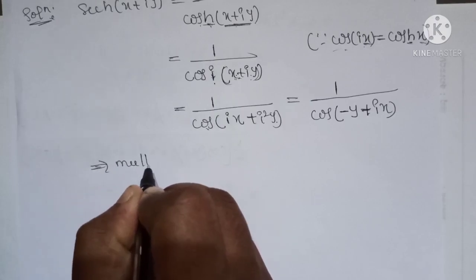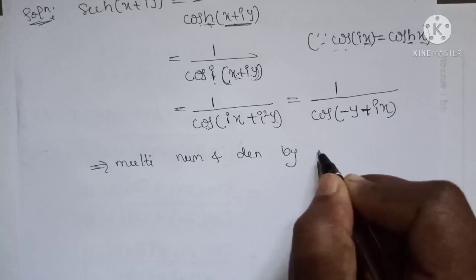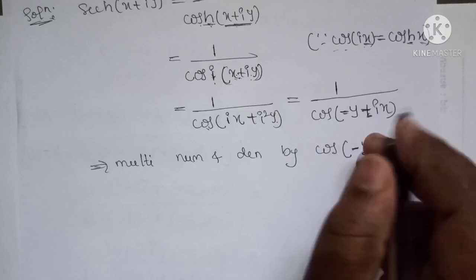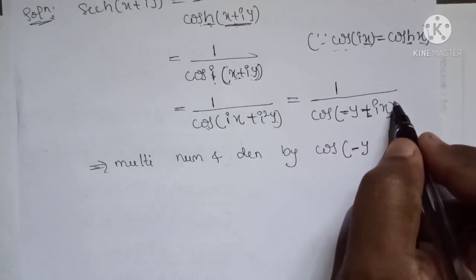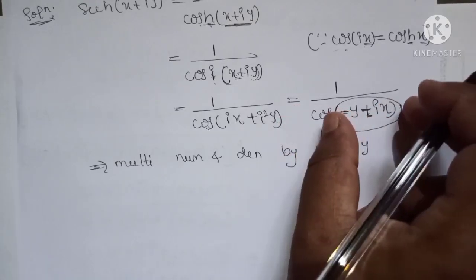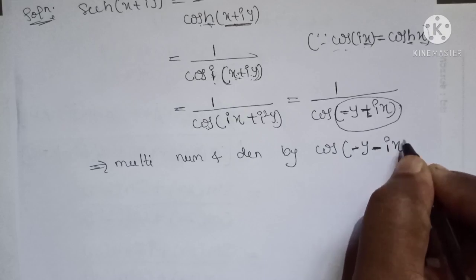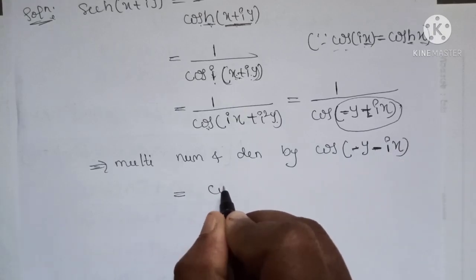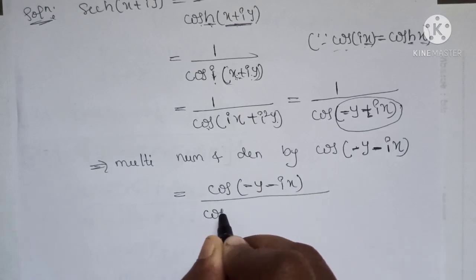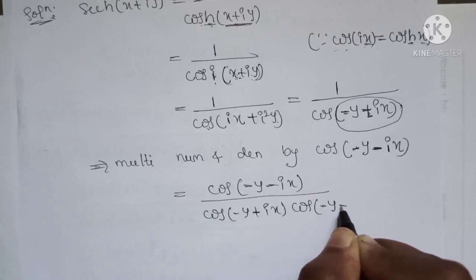Multiply both numerator and denominator by cos of minus y minus ix. We have to keep this function as it is and take the conjugate of this bracket, not the conjugate of this whole function. So the conjugate of this bracket is minus y, as it is, and change the sign here, you will get minus ix. Then the numerator becomes cos of minus y minus ix, and the denominator becomes cos of minus y plus ix into cos of minus y minus ix.